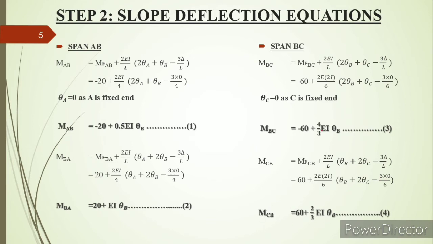So from here we can say that there is only one unknown. EI theta B is the only unknown in these four equations. So next step, we need to find the value of theta B.